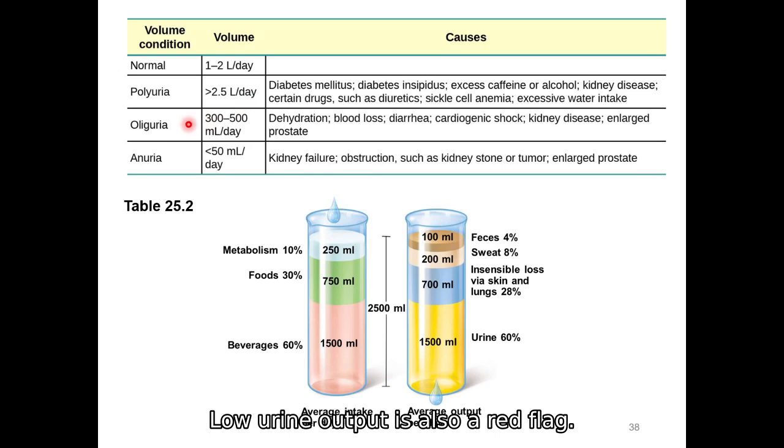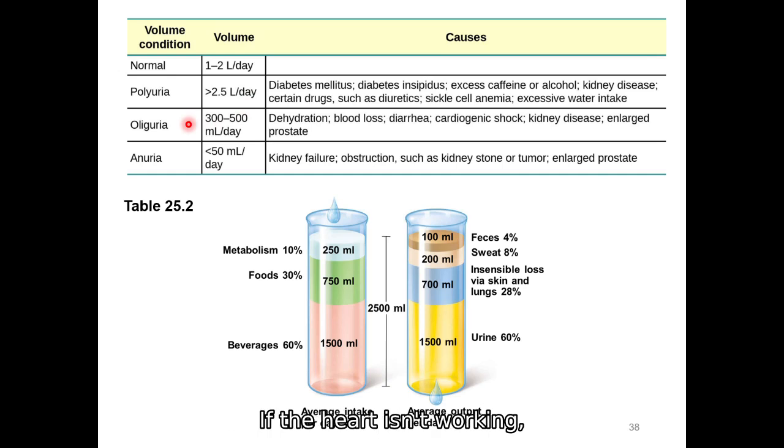Low urine output is also a red flag. So oligo means few, so few urinations. You want to take that word apart. So about 300 to 500 mils per day. Could just be someone's dehydrated. Could be that they've lost their blood volume. If you guys remember Anya, our case study, she didn't have it to give, so blood loss. Someone's losing fluids through diarrhea.